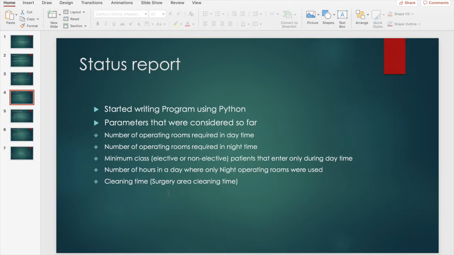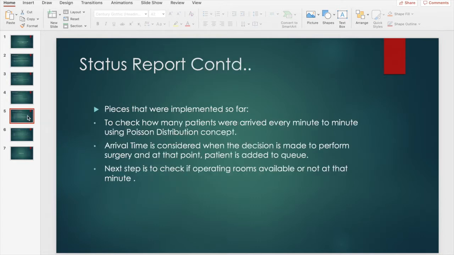And the cleaning time, because for every surgery or anything that is done, I think there will be a cleaning time that needs to be considered, because that also factors into the wait time. So that's one of the parameters I'm considering.